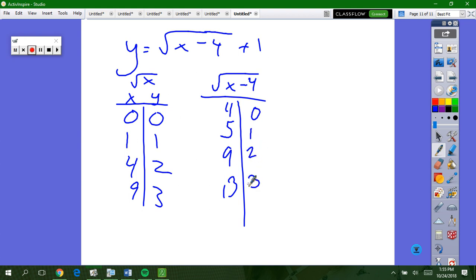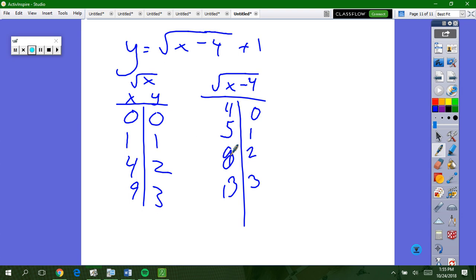It is not an 8. Oh, yes, it is an 8. And it is a 13. Okay. Notice, watch, plugging an 8 in. What's 8 minus 4? 4. What's the square root of 4? 2, so that's why I still have the same value.